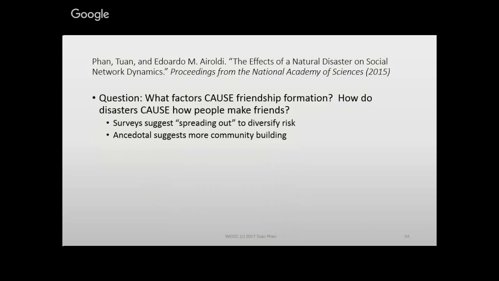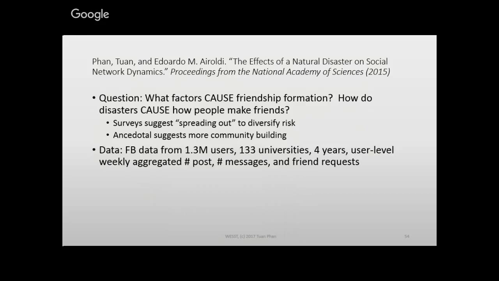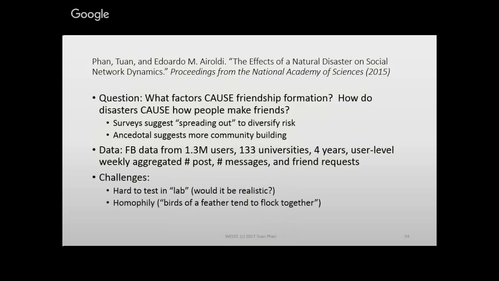But in this case, we ask what the factors are that cause friendship formation. Here we worked with the Facebook data science team. We looked at 1.3 million college students in the U.S., across 133 universities over 4 years, with user-level aggregated numbers of posts, messages, and friends in their networks. Again, it's hard to test this out, and specifically the mechanism.